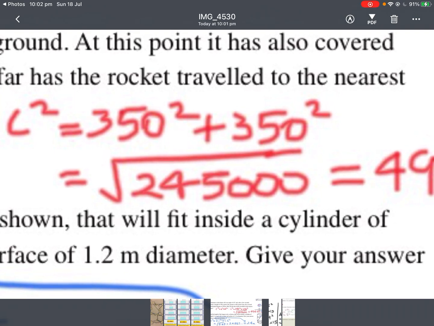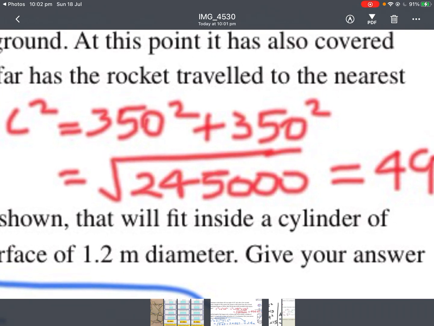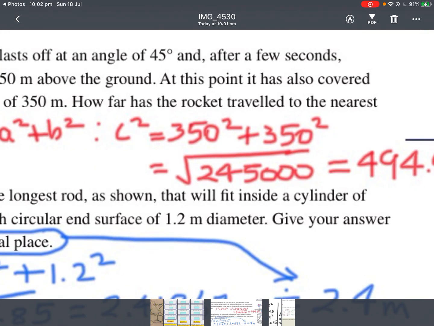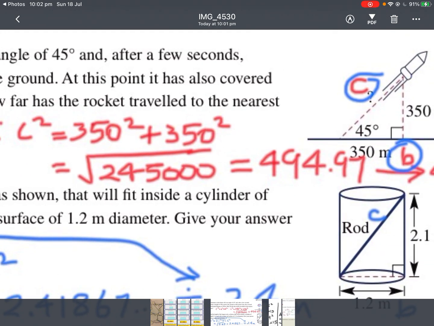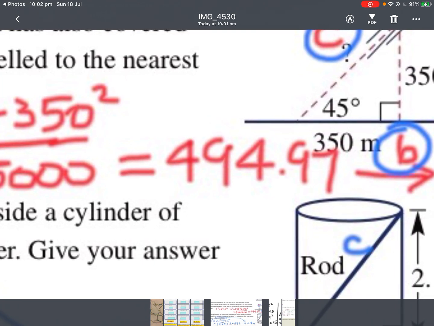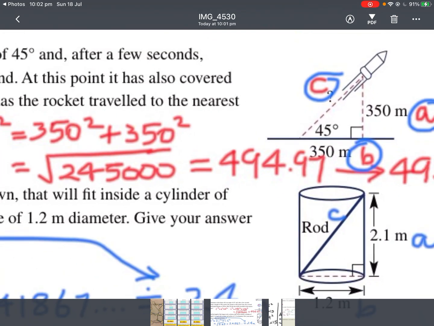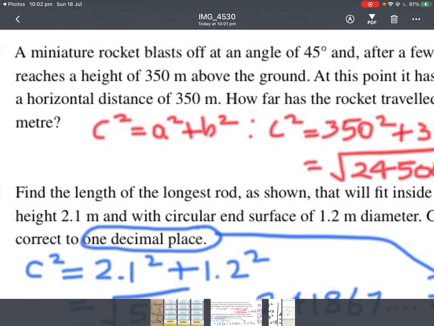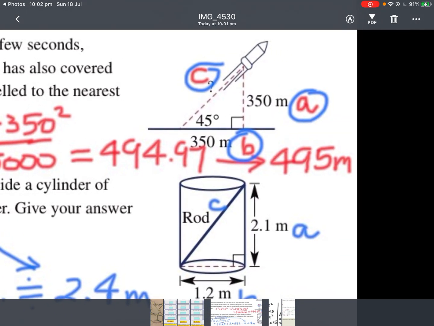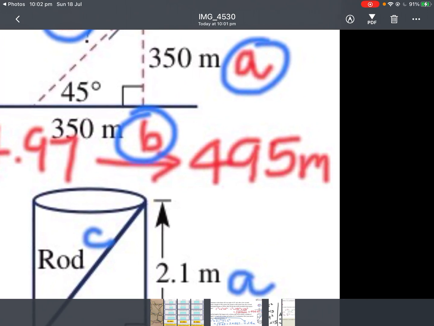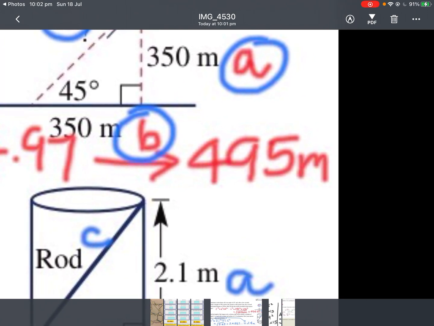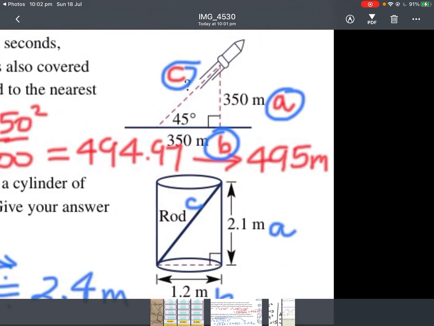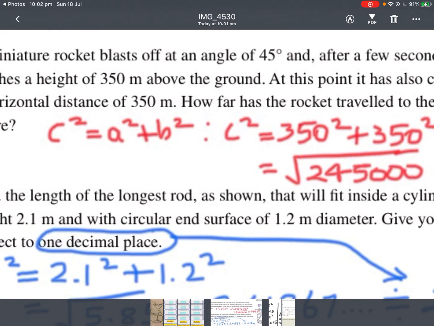245,000. Now the opposite of squaring is square root, so when you put that in your calculator, you get 494.97. But our question only wants it to the nearest metre, so I have to round my answer to the nearest whole number, which in this case is 495. So that's question 8.